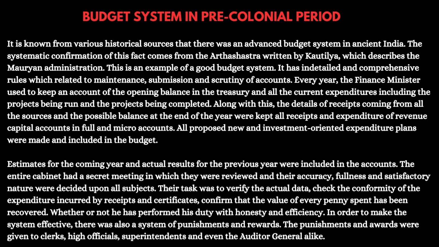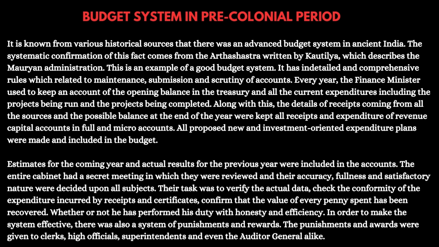Every year, the finance minister used to keep an account of the opening balance in the treasury and all the current expenditures, including the projects being run and the projects being completed. Along with this, the details of receipts coming from all the sources and the possible balance at the end of the year were kept. All receipts and expenditure of revenue and capital accounts were kept in full and micro accounts. All proposed new and investment-oriented expenditure plans were made and included in the budget. Estimates for the coming year and actual results for the previous year were included in the accounts.